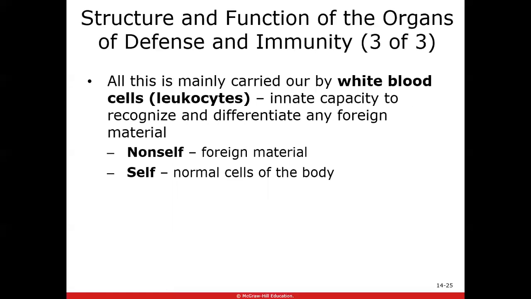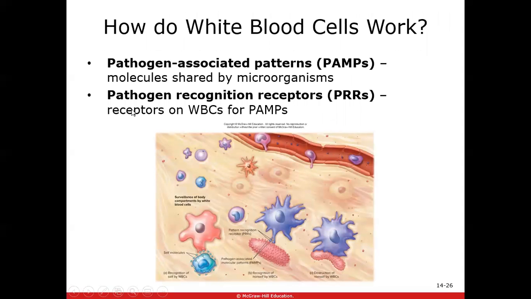They have the innate capacity to recognize and differentiate any foreign material. They know that something that is non-self is foreign. Self is normal cells of the body. Once again, they talk about pathogen-associated patterns and pathogen recognition receptors. Here's a molecule that has self antigens on it. This is a white blood cell, and it can recognize that that's self, so it won't attack it. This one does not have self, it's not self, so it has antigens on it. Once it recognizes that it has antigens, so it's not self, then it engulfs it, eats it up, and destroys it.